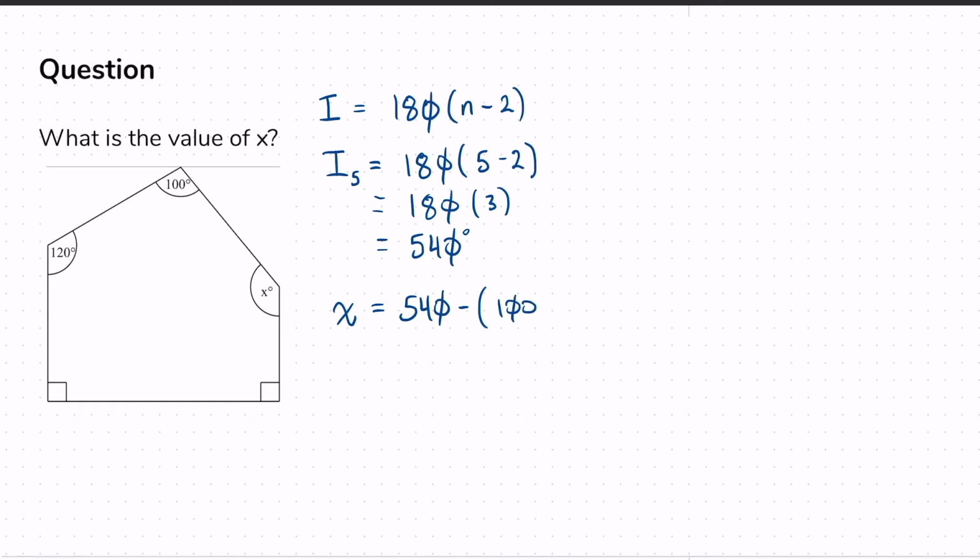Well, we've got 100 at the top, now going anti-clockwise. We've also got 120, and we've also got those two right angles down the bottom, so 90 and 90. So remember, this is all the stuff we're taking away. So this is 540, take away 100 plus 120, 220, plus 90 plus 90, which is 180. So 220 plus 180 is equal to 400. 540 take away 400, well, that's 140 degrees.